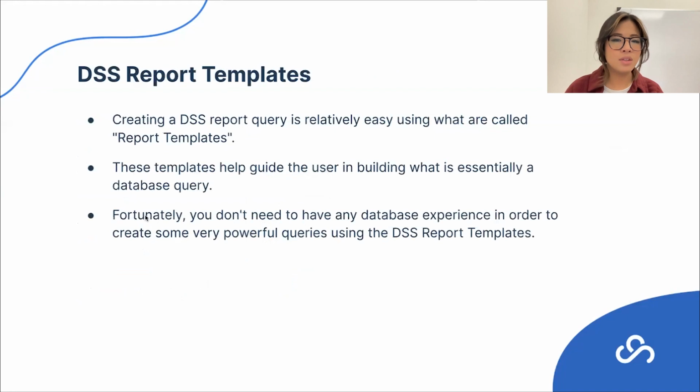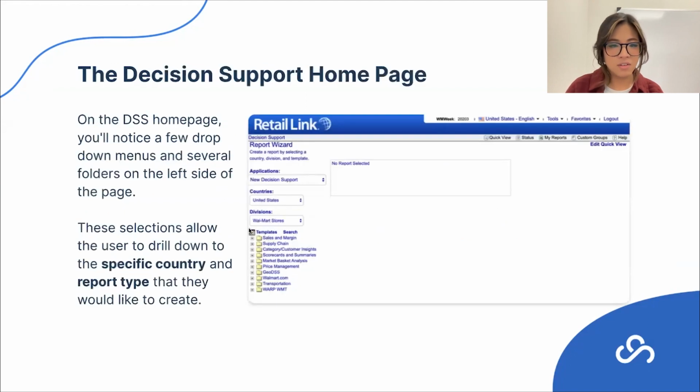So creating a DSS report is actually pretty easy. You guys can see here across the left-hand side of the screen, there's going to be a bunch of what they call templates, and I'll show you guys what that looks like in a second. It's a little bit of a mislabeling calling these templates, because in my mind, when I see the word template, I think, oh, you've already pre-built the report for me. But that is not how Walmart looks at DSS queries.